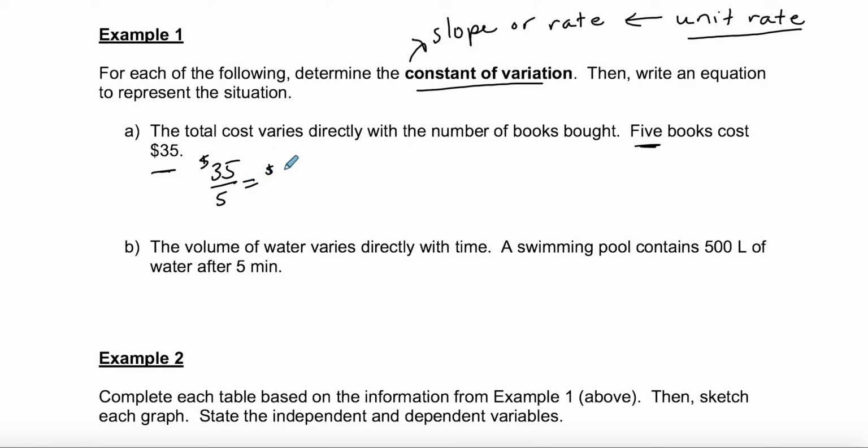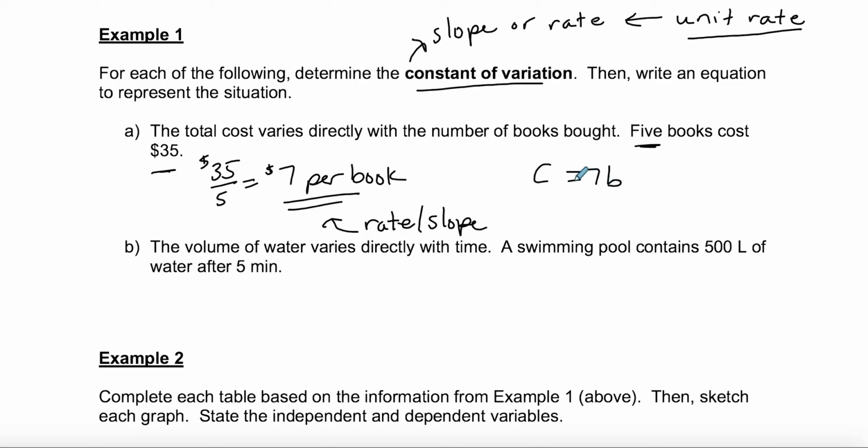I'm getting that we have $7 per book. So this is our rate or our slope. So when we go to write our formula, total cost is equal to $7 per book. So if we buy one book, it's just $7. If we buy 2 books, 7 times 2, that's $14. If we buy 3 books, we would be able to sub in the number of books. That's where it would go. So if somebody bought 5 books, that was $35. That's where it comes from.